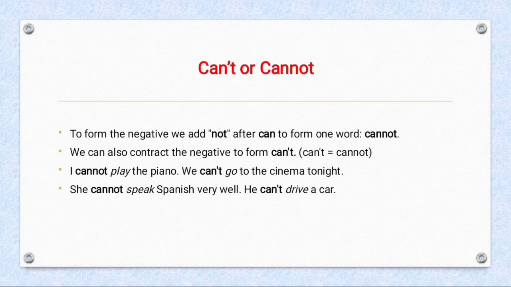Can't or cannot. So both pronunciations are right. To form the negative, we add not after can to form one word like cannot. We can also contract the negative to form like can't. So it's contracted form. Can't or cannot. I cannot play the piano. We can't go to the cinema tonight. She can't speak Spanish very well. He can't drive a car.